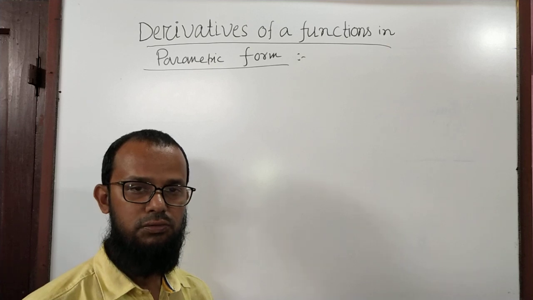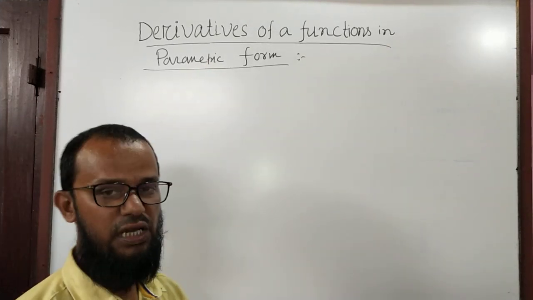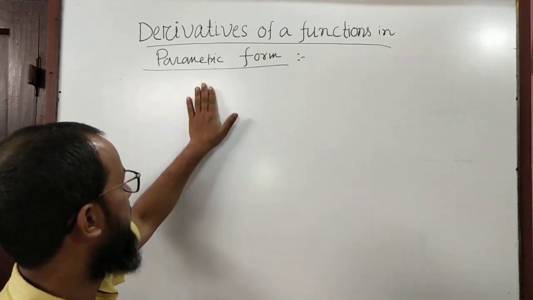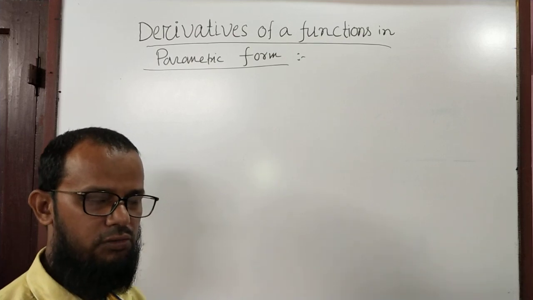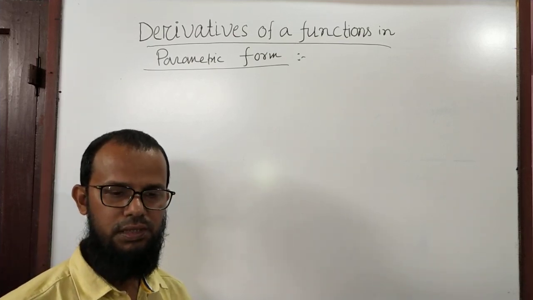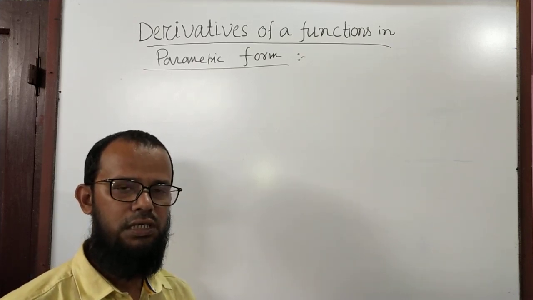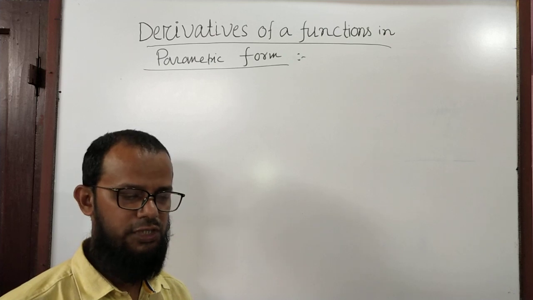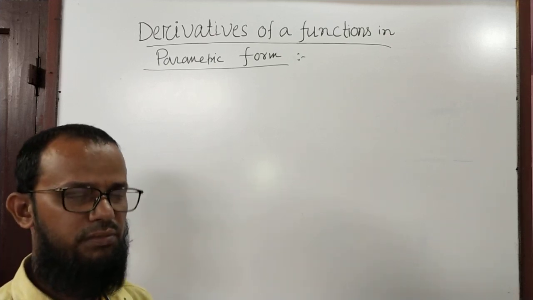Today we are going to discuss an important topic that is called derivative of a function in parametric form. In the last class, we discussed the derivative of a function using logarithm, and in the previous class, we discussed implicit and explicit functions. Now, why do we need parametric form?